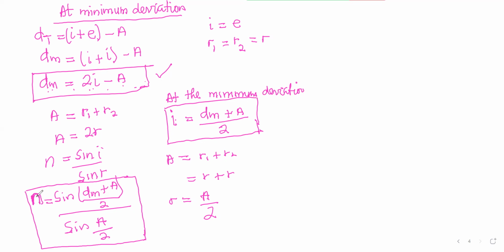Okay, please put down the question. If in a prism, A is equal to 60 degrees, and the refractive index is 1.52, calculate the minimum deviation of a ray of light that passes through it symmetrically.